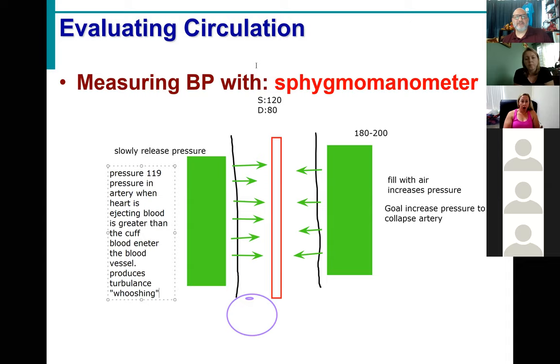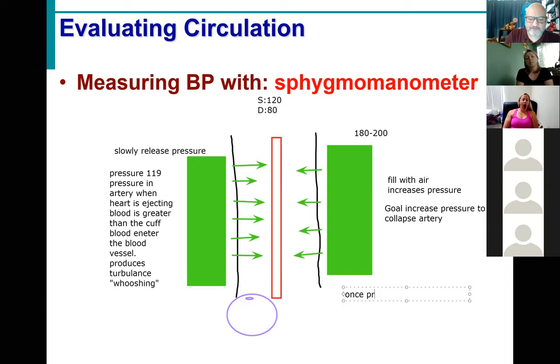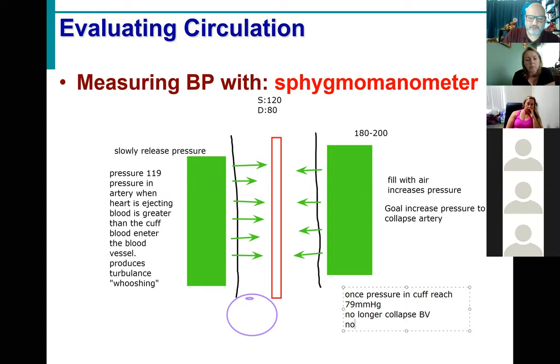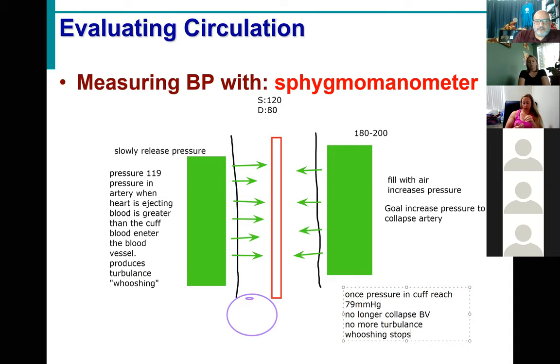However, once the pressure in the cuff reaches, for this example, 79 millimeters of mercury, what happens then? You don't hear it anymore. Yeah, at that point, the cuff can't collapse the blood vessel anymore. And if the blood vessel can't collapse anymore, then blood is going to smoothly move through it. We can no longer collapse the blood vessel. And because of that, there's no more turbulence. And the whooshing stops. So when you hear the whooshing stop, you again look at your dial, see what that number is, and that gives you your diastolic.